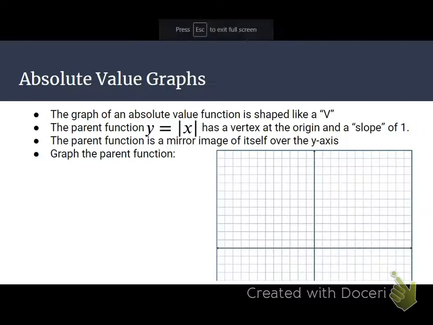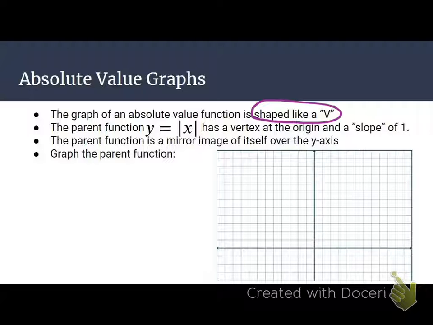Okay. So let's first talk about an absolute value graph. What you need to know is that it is shaped like a V. Absolute value graph is shaped like a V, capital V. Or it could look like an upside down V.